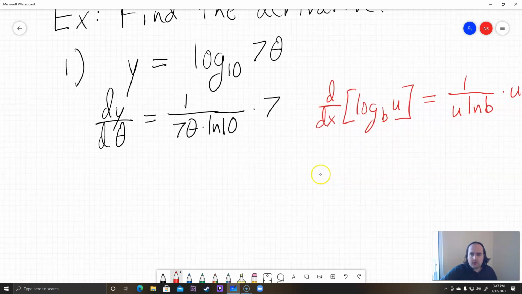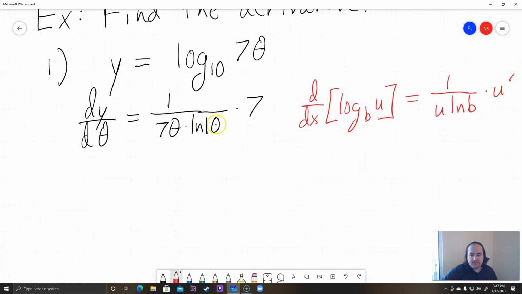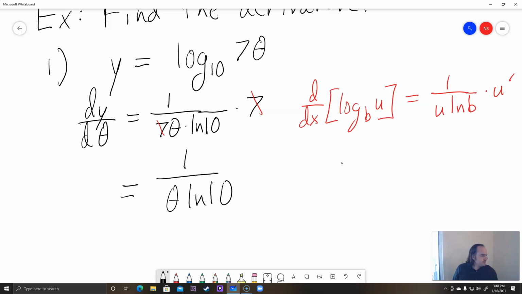So hopefully that's helpful. So with that, we could just simplify this a little bit and we're done. So these 7s cancel out. All right, and that's going to give us our answer. So our answer is going to be 1 over theta times ln of 10. Okay, and it's standard to write your variable first and then your logarithm. People usually write logarithms at the end when they're multiplying, just because it's easier to read. So that's going to be our answer, 1 over theta ln of 10. Pretty cool, huh? So those are not so bad.